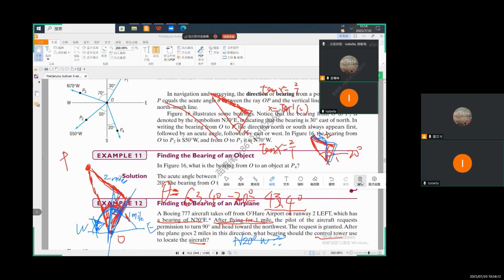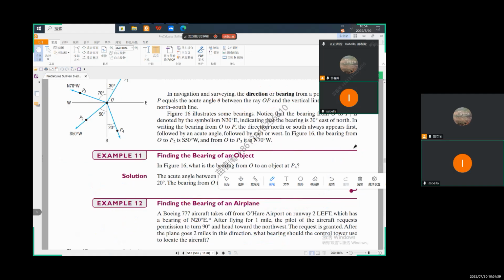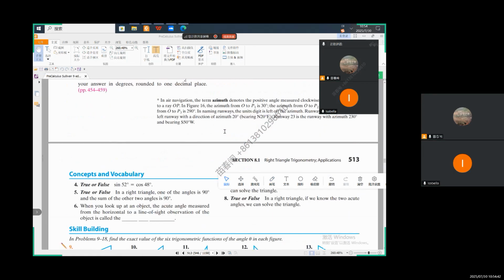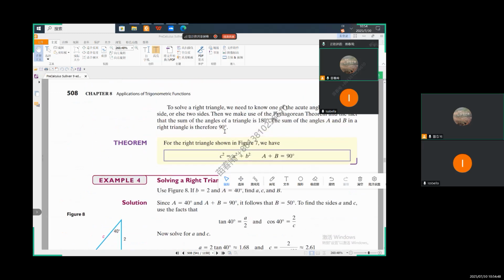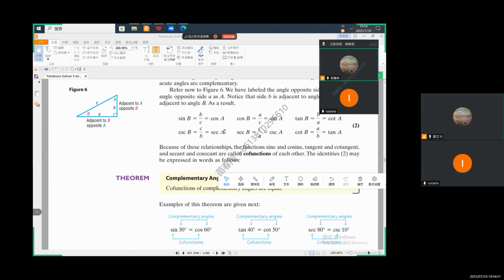So the bearing the control tower used to locate the aircraft is 43.4 degrees from O to the aircraft, right? Oh, this one we learned bearing, using the complementary theorem.